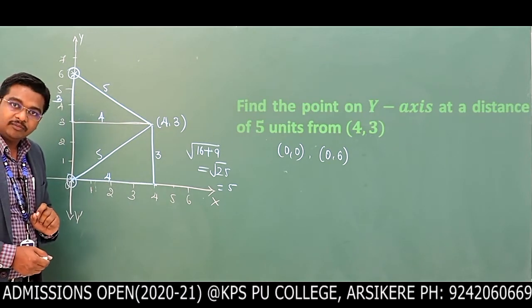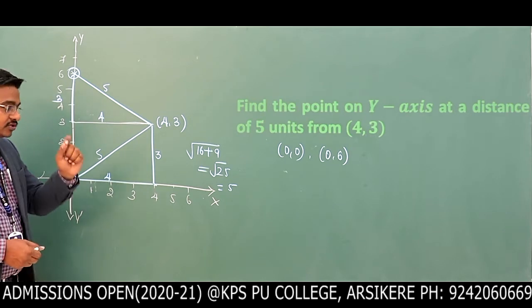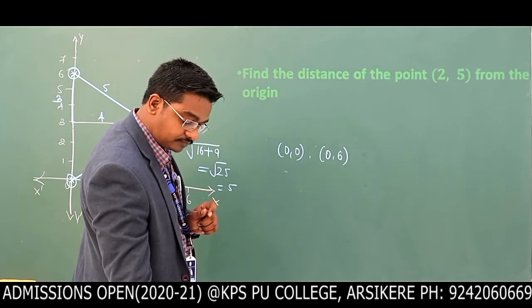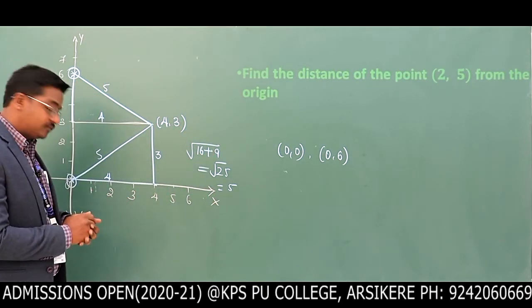From the point (4, 3), we applied the Pythagoras theorem. Did you understand, children? Next we are moving to the next formulas you have studied. For the distance of the point (2, 5) from the origin, let us discuss this.